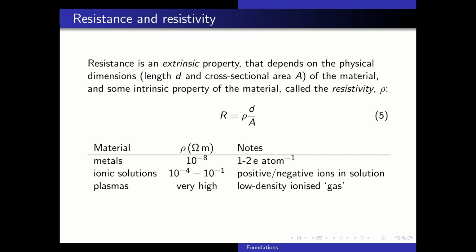Plasmas. A plasma, as you hopefully know, is a very low-density ionized gas. They will have resistivities that are typically very close to the metallic conductor resistivities. So again, on the order of 10 to the negative 8th ohm meters or so.